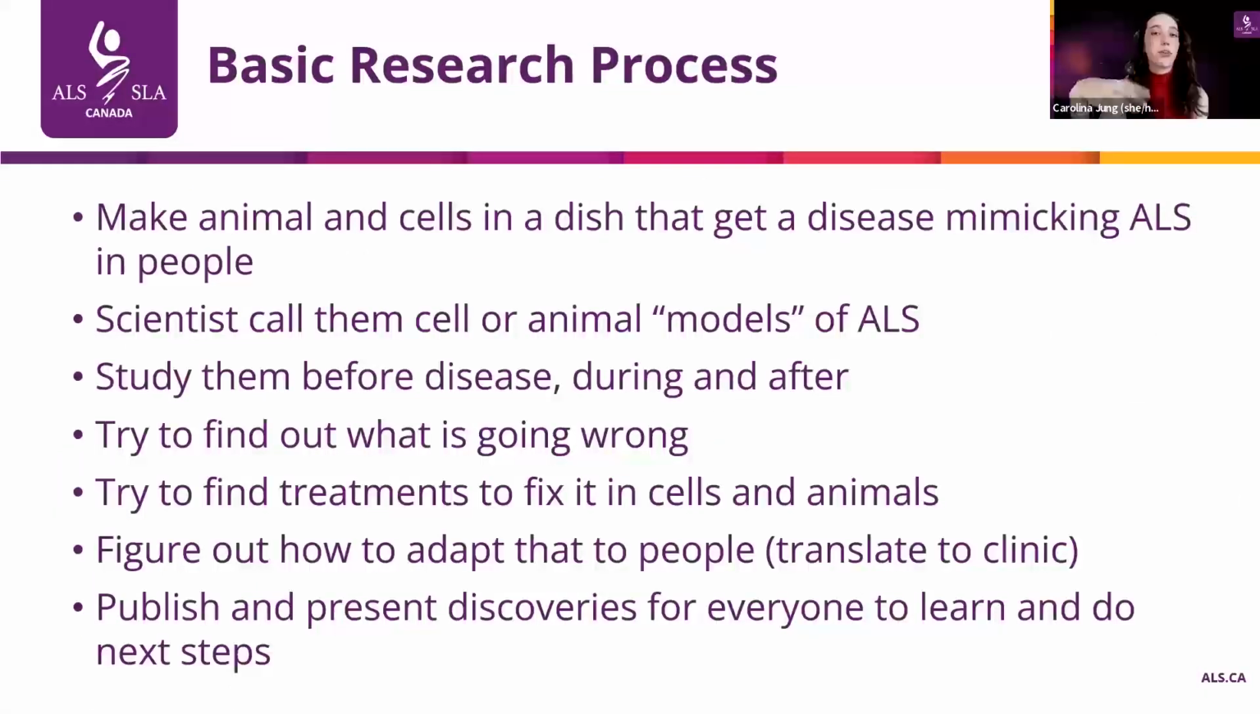So in summary, for the basic research process, researchers will investigate changes in the lab that happen before, during, and after symptom onset by using cellular or animal models. By doing so, researchers are trying to determine on a cellular level what is happening inside the body of someone affected by ALS, how these changes may contribute to disease, and how eventually they may be able to stop this from happening to find a cure. Ultimately, the hope is to identify new treatment targets that can be tested in humans in a clinical setting.